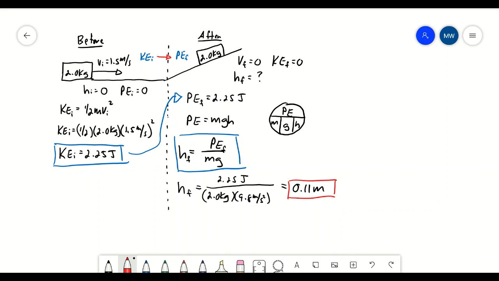So there you have it. We've got our before and after picture on how we solve a conservation of energy problem. I will see you in class.